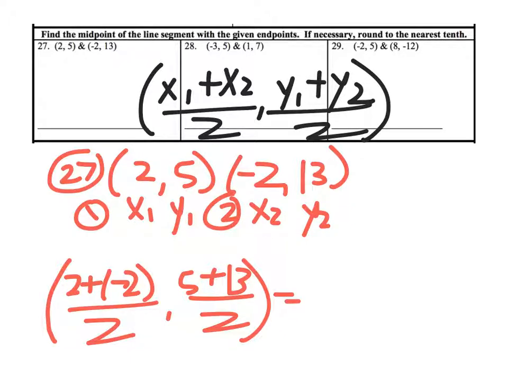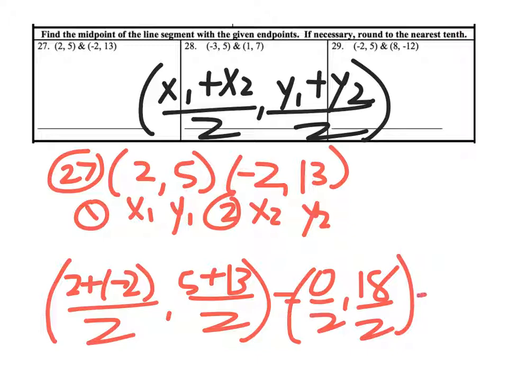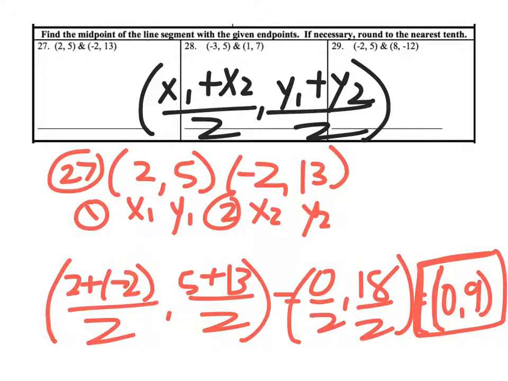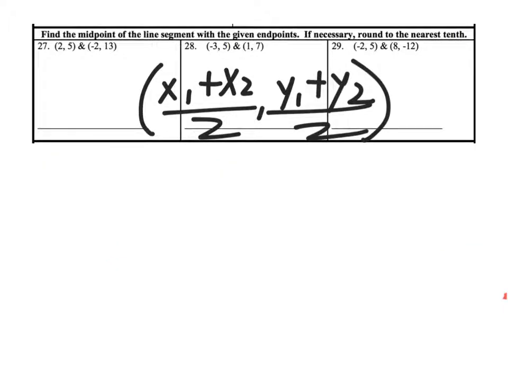When we simplify that, we get 2 minus 2 gives me 0 over 2. 5 plus 13 is 18 over 2. Again, simplify once more. 0 divided by 2 is 0. 18 divided by 2 is 9. So your final answer would be 0, 9. I'm going to pause and erase, and then we'll move on to the next one. All right, we're going to do number 28.